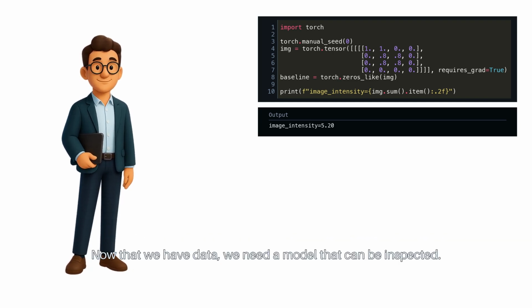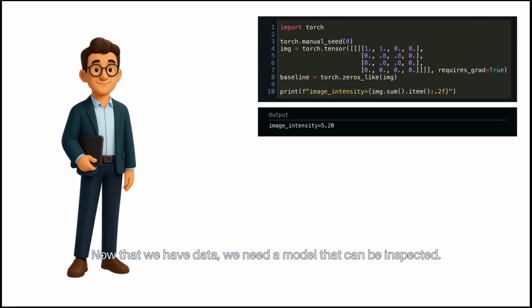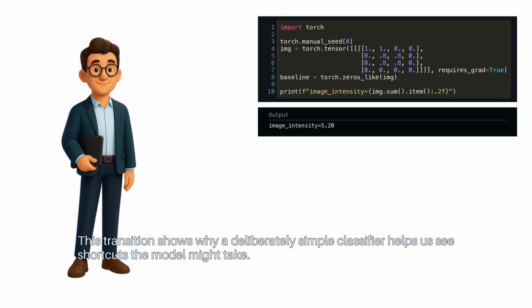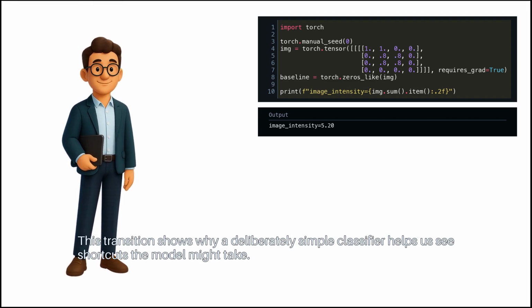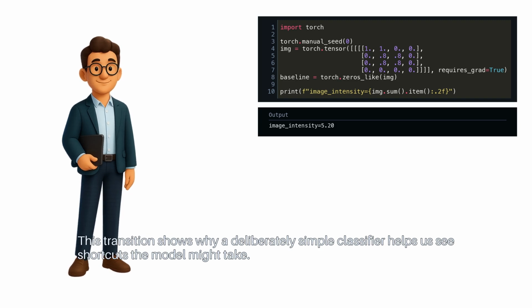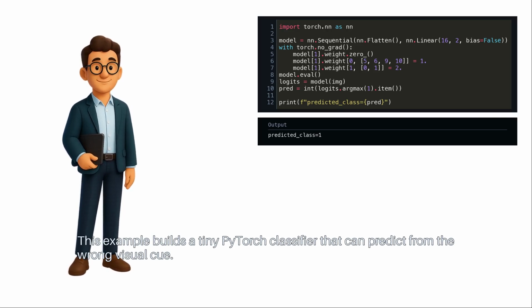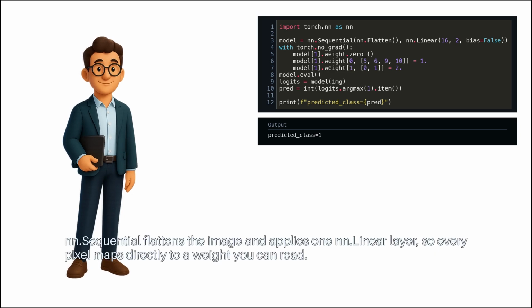Now that we have data, we need a model that can be inspected. A simple model makes the attributions easy to interpret. This transition shows why a deliberately simple classifier helps us see shortcuts the model might take. This example builds a tiny PyTorch classifier that can predict from the wrong visual cue.